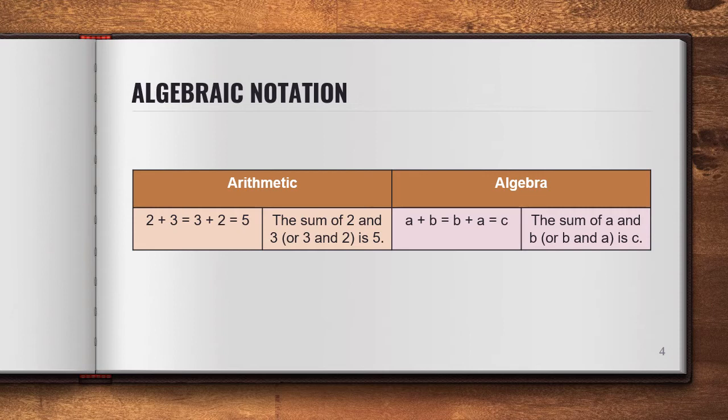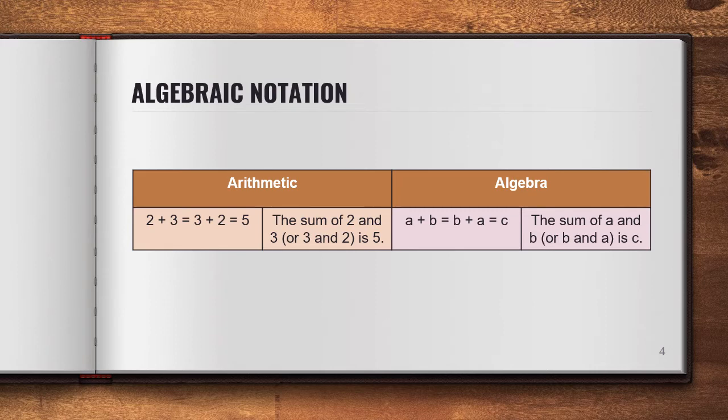So, given the arithmetic or the numbers, then we're going to express it in numerical expression or in words. So, for example, we have 2 plus 3 in arithmetic. 2 plus 3 is equal to 3 plus 2 is equal to 5. In words, the sum of 2 and 3 or 3 and 2 is 5.